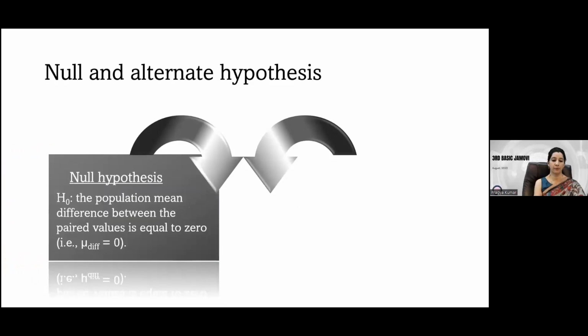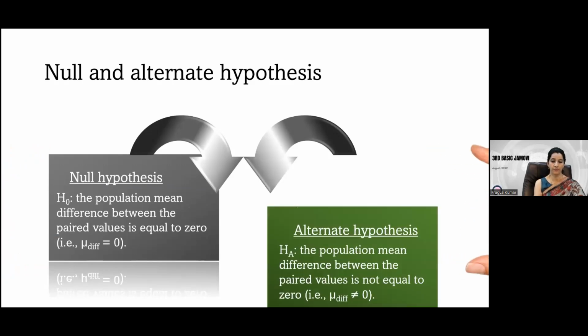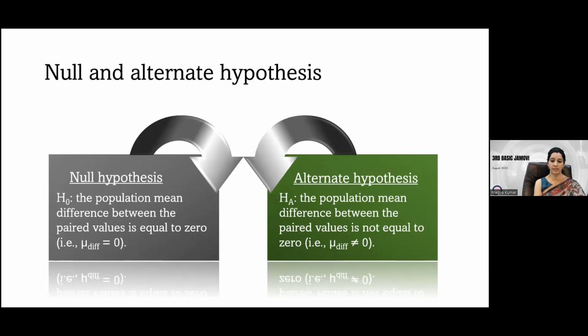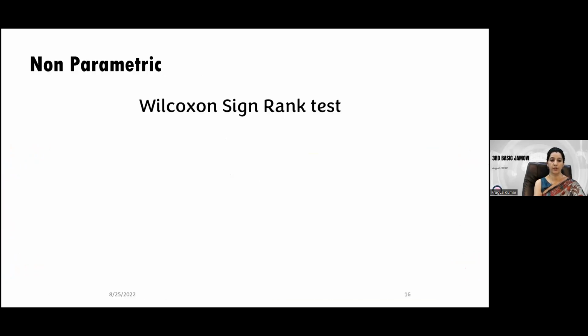So the null hypothesis states that the population mean difference between the paired values is equal to 0, and the alternate hypothesis states that the population mean difference between the paired values is not equal to 0. And its non-parametric counterpart is known as the Wilcoxon signed rank test. So if the assumptions of the paired t-test are not met, like normality, or there are too many outliers, then you should apply this Wilcoxon signed rank test.